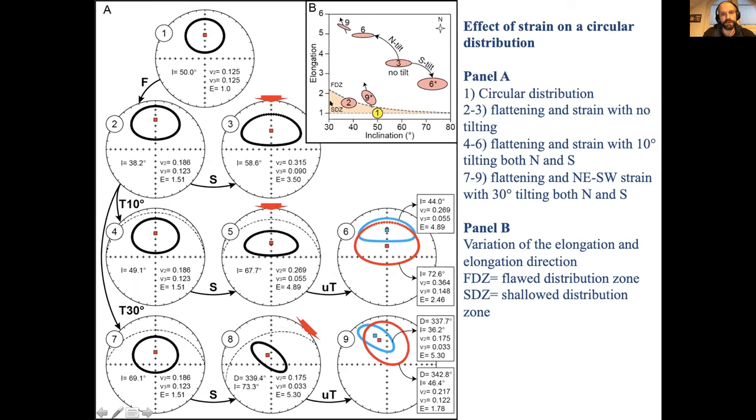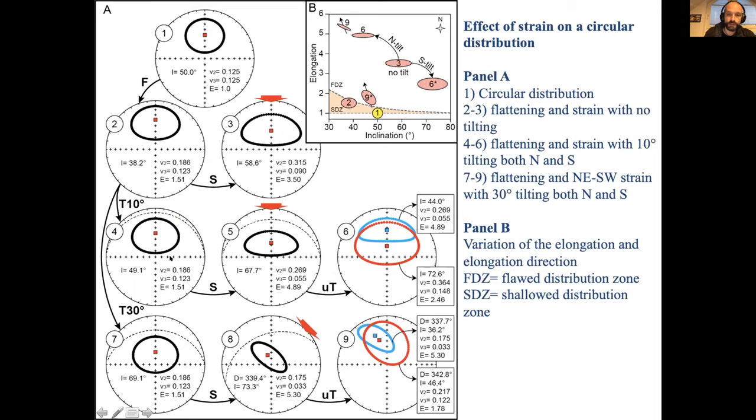What we see, for example, in this diagram is the inclination and the elongation. This orange area is the area where you would have directions that are only affected by inclination flattening, so they can potentially be corrected with the method that we saw before. Everything that falls outside of it is not reliable, so it's clearly affected by some problem. When you apply a pure shear, we immediately jump to a condition that is not realistic anymore.